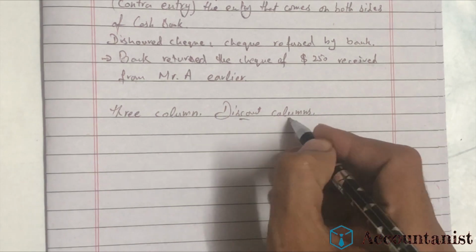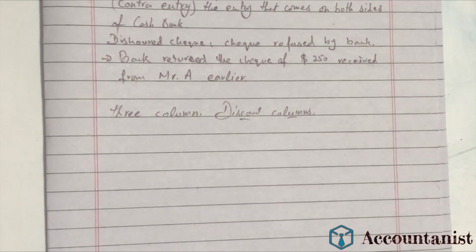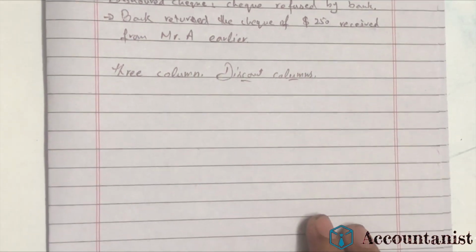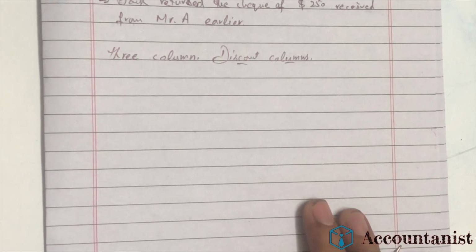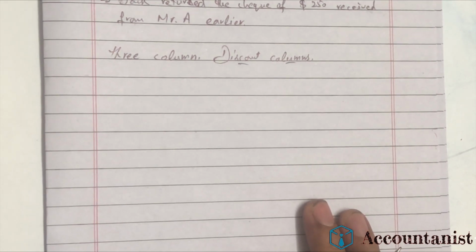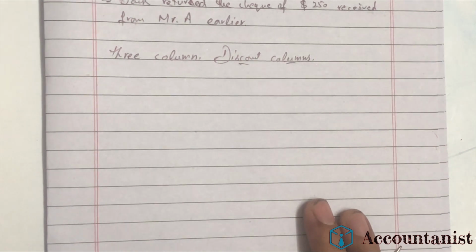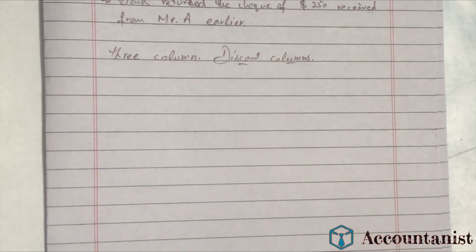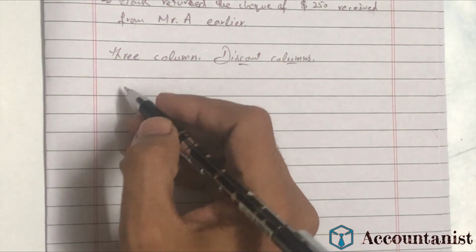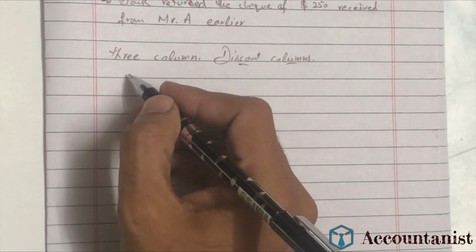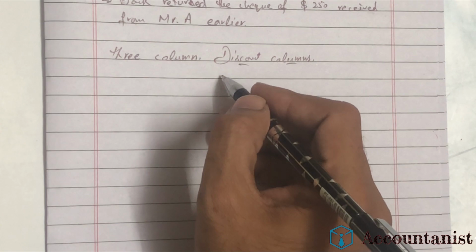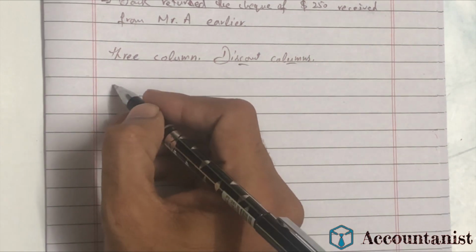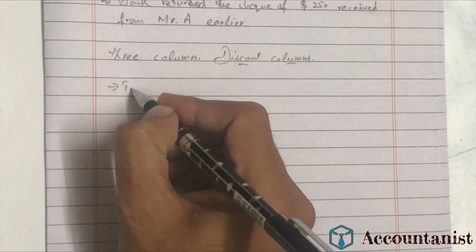So once we add the discount columns into this cash book, it will become a 3-column cash book. Before moving on to the format of the 3-column cash book, I would like to tell you about the discount. In businesses, we have 2 types of discounts. The first discount we have is called trade discount.